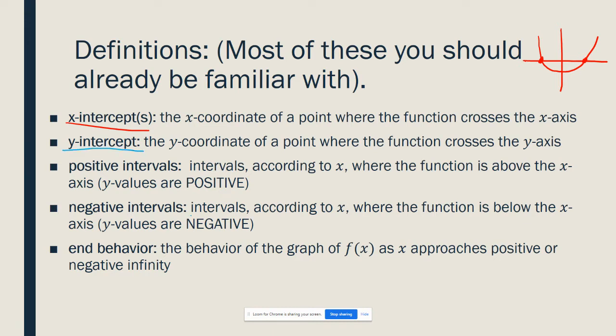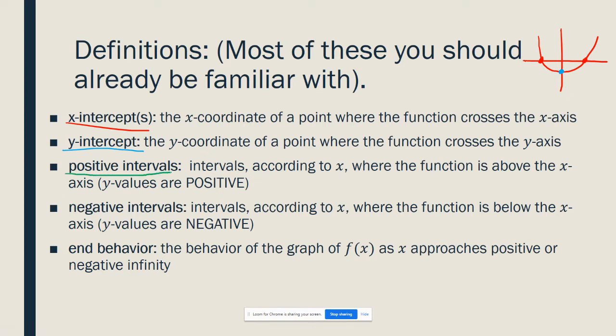A y-intercept is the y-coordinate of a point where the function crosses the y-axis. So this right here would be the y-intercept because that's where the function crosses or intercepts the y-axis. That's a y-intercept.